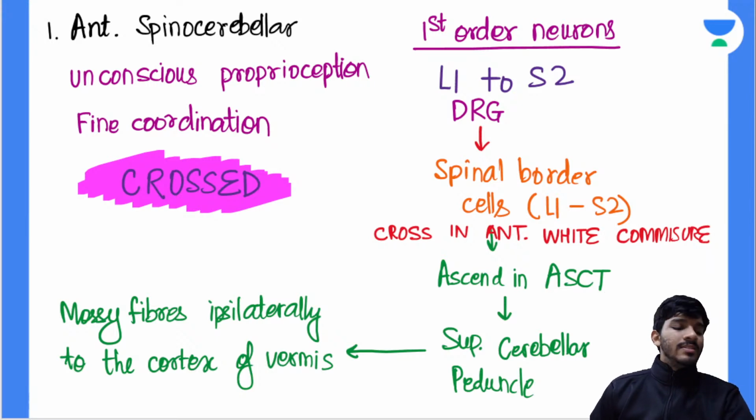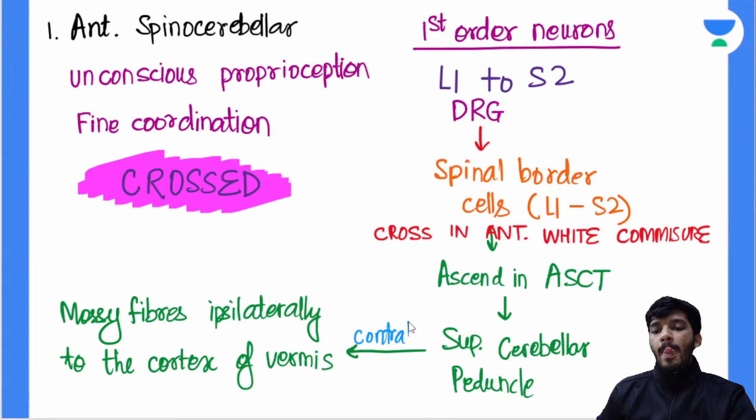So now please try to understand the beauty of this system. Remember I told you that for cortex everything is contralateral and for cerebellum everything is ipsilateral.